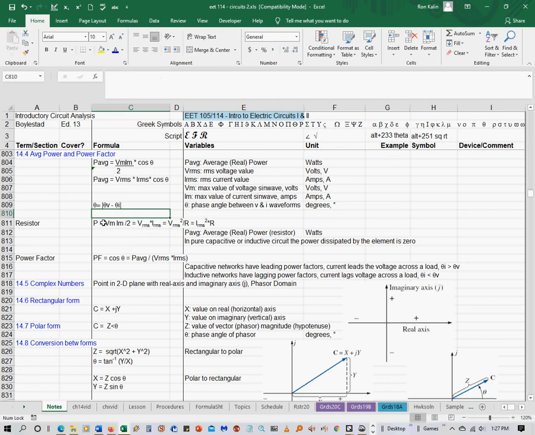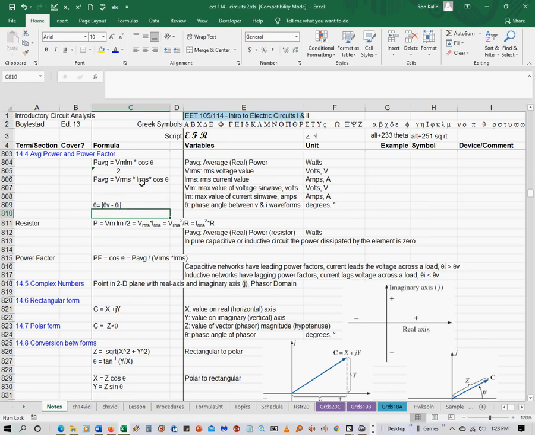This theta is the phase angle between V and I waveforms in degrees, and the way that you calculate it is you take theta V minus theta I and take the absolute value. You could actually flip these around and it'll still be the same thing. If you take theta I minus theta V and take the absolute value, it'll still end up being the same number. Theta V is whatever the phase shift is given in the voltage waveform, and theta I is the phase shift in the current waveform.